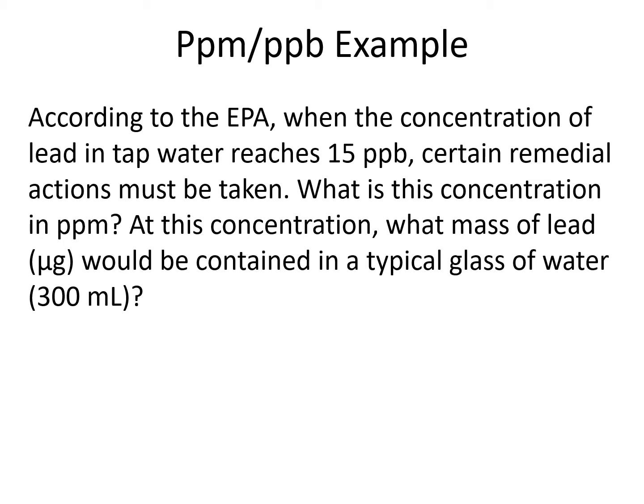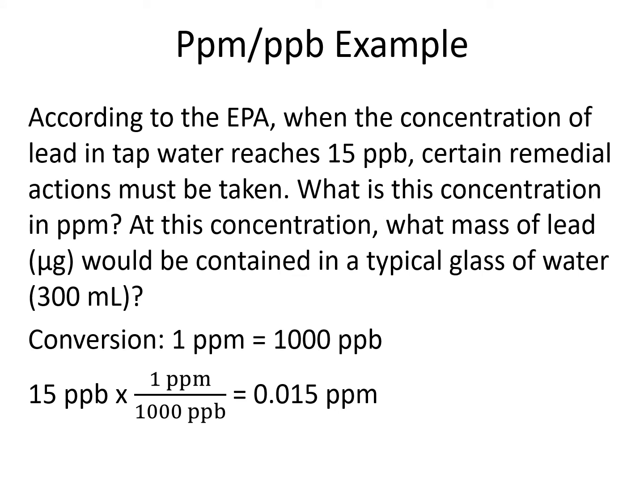We know that in the parts per million equation, we multiply by 10 to the 6. In the parts per billion equation, we multiply by 10 to the 9. Our equations are related by a factor of 1,000. 1 part per billion is 1,000 times smaller than 1 part per million. So we could use a conversion. 1 part per million equals 1,000 parts per billion. Therefore, 15 parts per billion is equal to 0.015 parts per million.